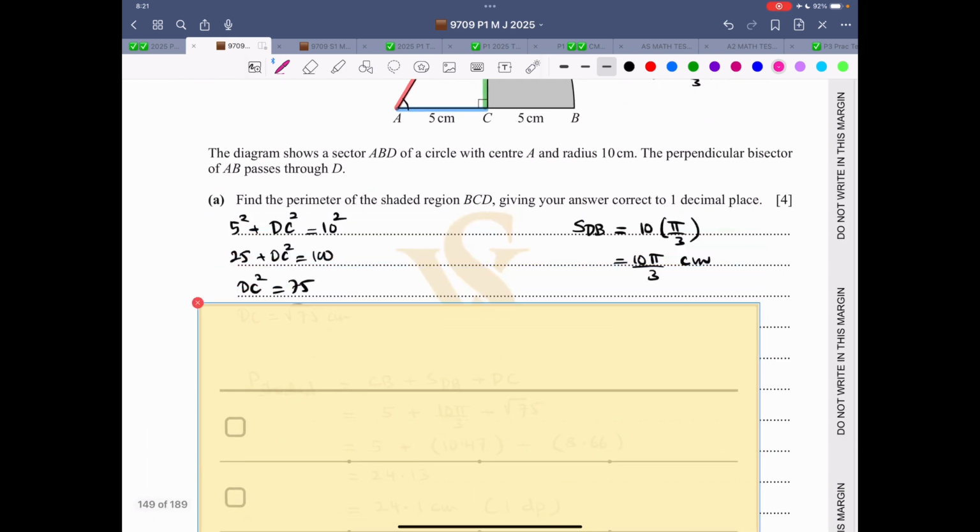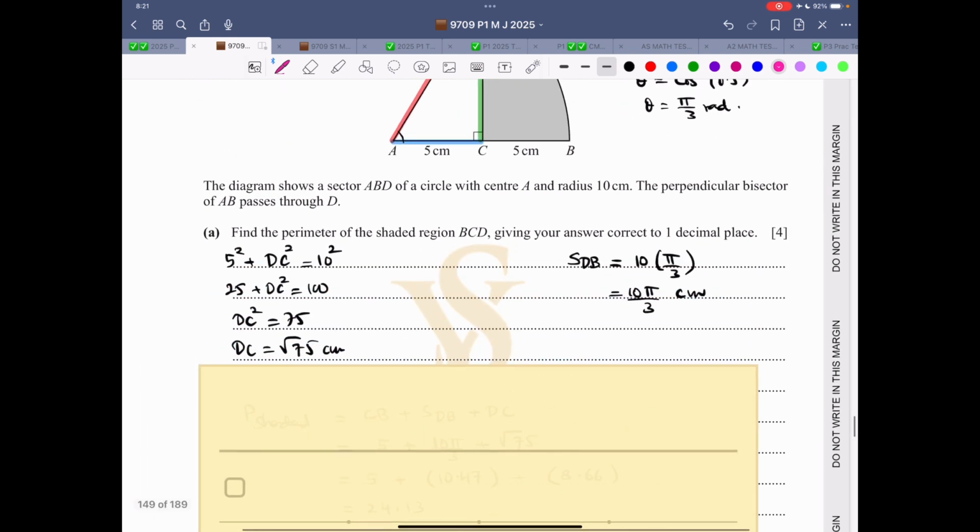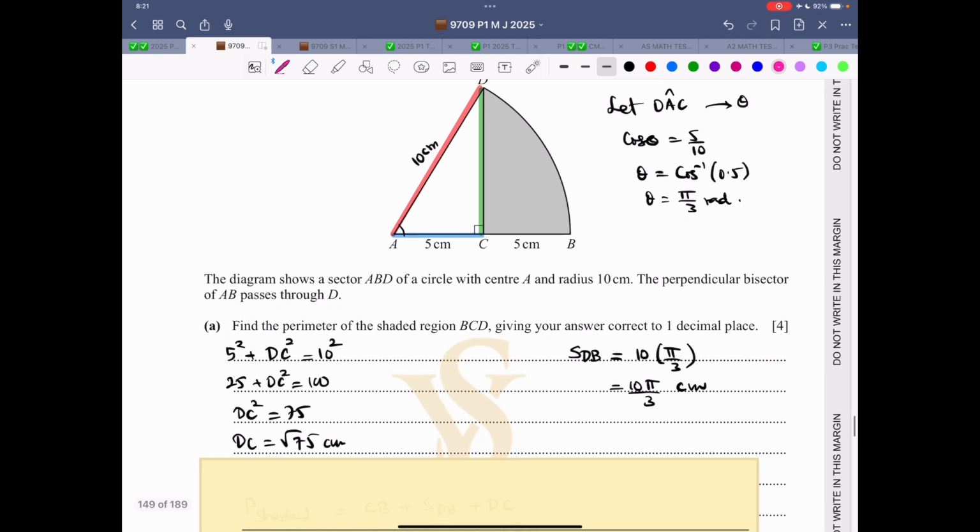So now over here, first thing first, I have found DC. Now over here, I have 10, I have 5, I found DC in the exact form. I'll use the calculator later. As far as the arc length is concerned, that is this angle into radius, that is again in the exact form.